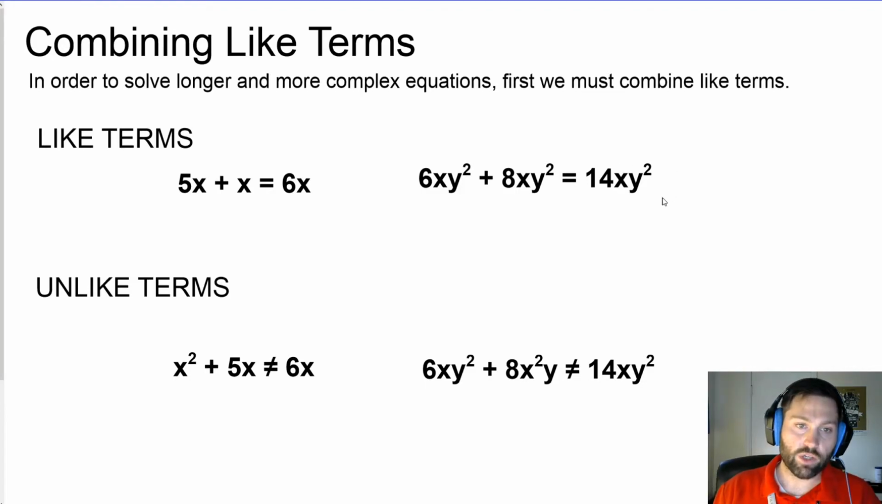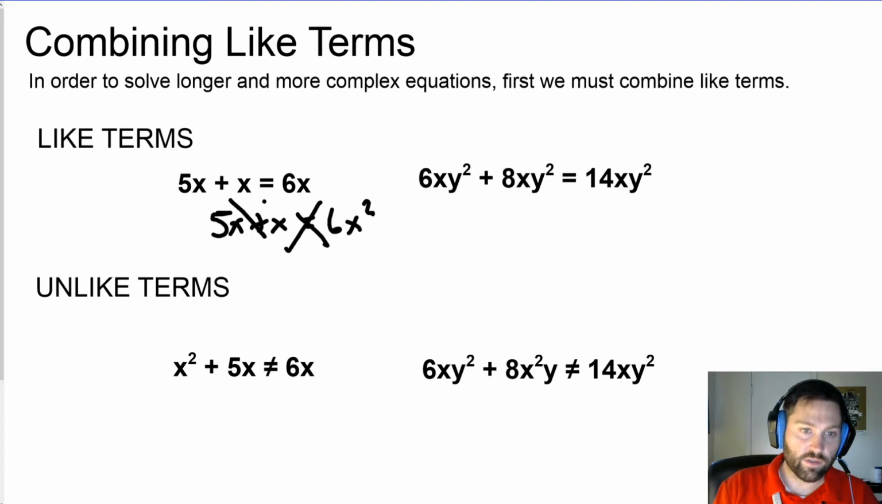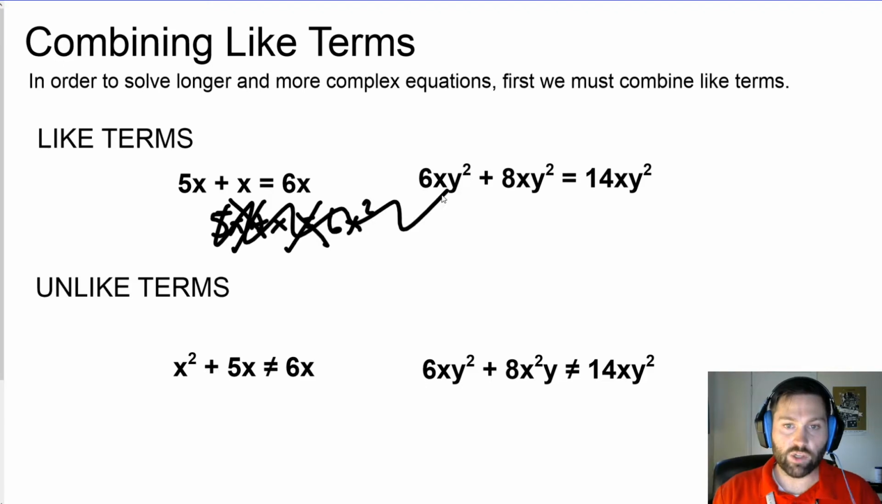Now I want to caution you and say that when you add like terms, especially variables, you do not increase the value of the exponents. So I have seen people do 5x plus x equals 6x squared. Do not do this. This is incorrect, okay? So make sure that you're not adding or increasing the variable exponent amount, because that's not how it works.